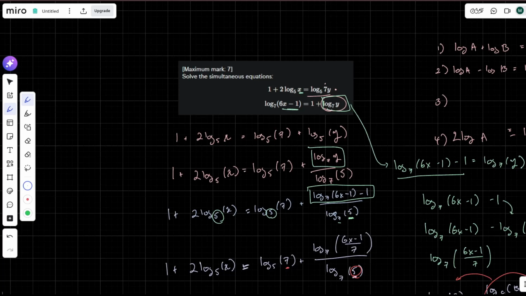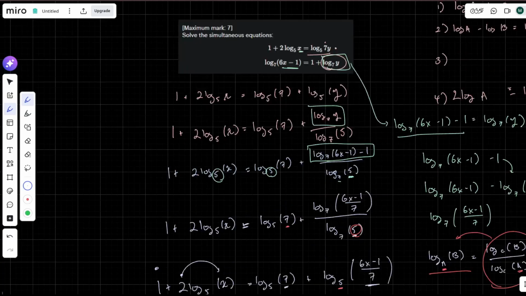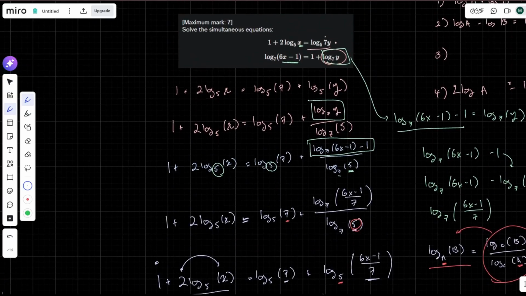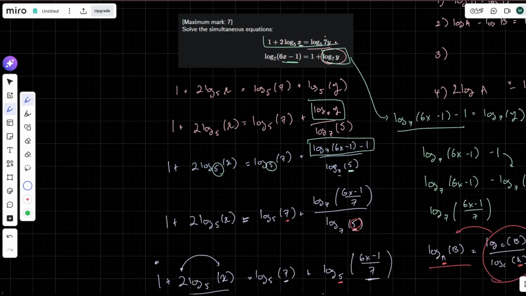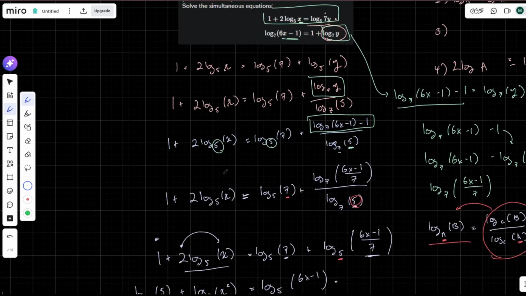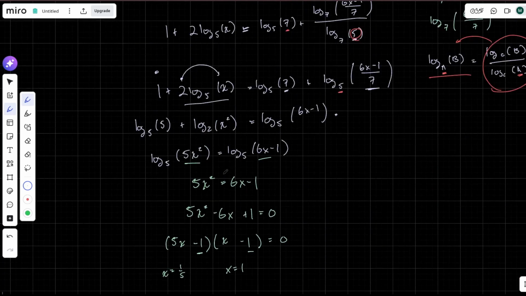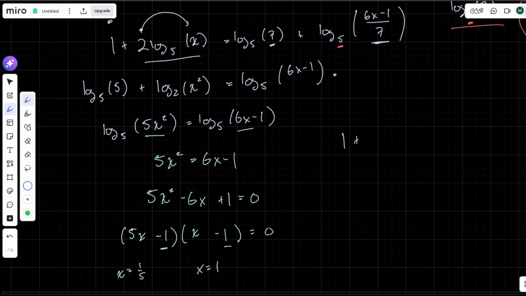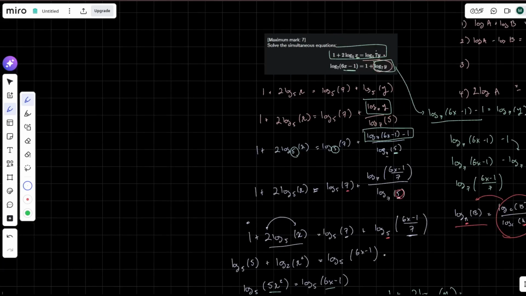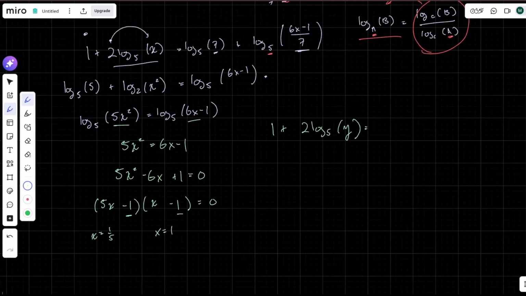Now that I have those solutions, is there any kind of nice way to do this? We're going to have to find our y values. Let's just use this. Okay, so 1 plus 2 log base 5 of y. And then what was the right-hand side? I've completely forgotten. Log base 5 of 7y. Okay.